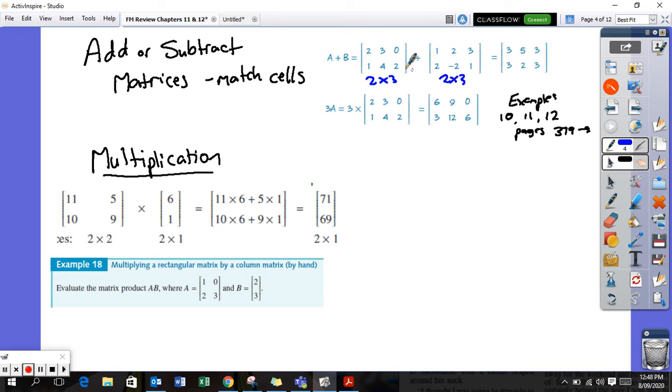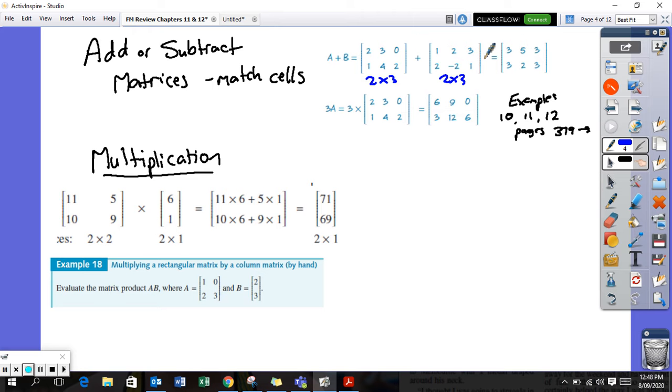2 plus 1 is 3. 3 plus 2 is 5. That's it. That's all there is. Subtracting will be the same. If we're doing A minus B, we'll go 2 minus 1 is 1. 3 minus 2 is 1. 0 minus 3 is negative 3.